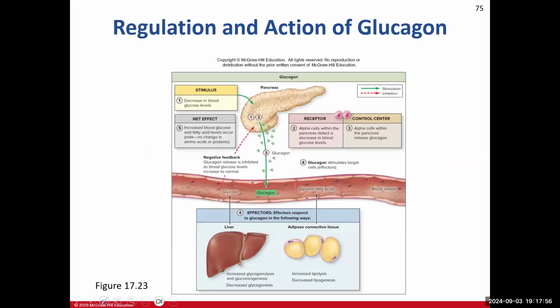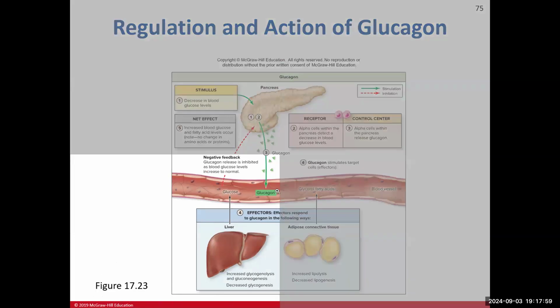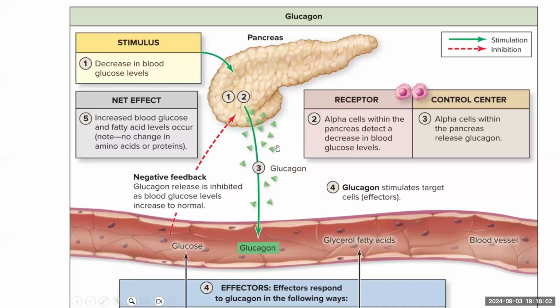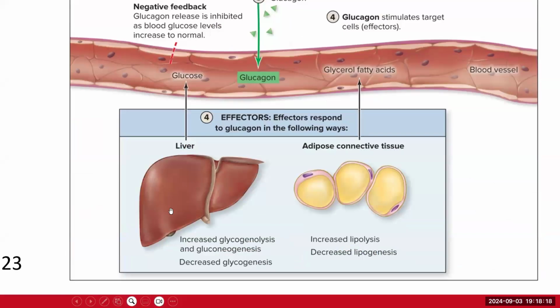So here we're looking at our reflex there. So you'll see the stimulus, we have decreased blood glucose levels. Alpha cells detect that, release the glucagon. Glucagon goes into our bloodstream. It's going to stimulate the release of glucose from the liver through gluconeogenesis and glycogenolysis, and then we're going to increase the release of fatty acids and glycerol from the adipose tissues there, through lipolysis and decreasing lipogenesis.